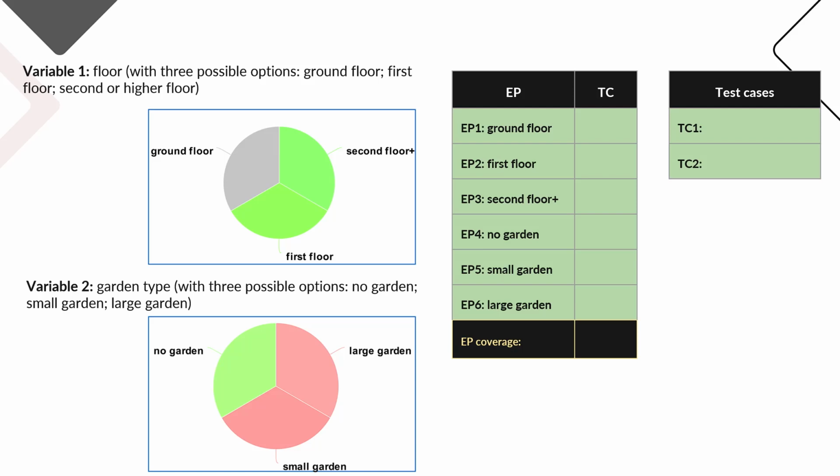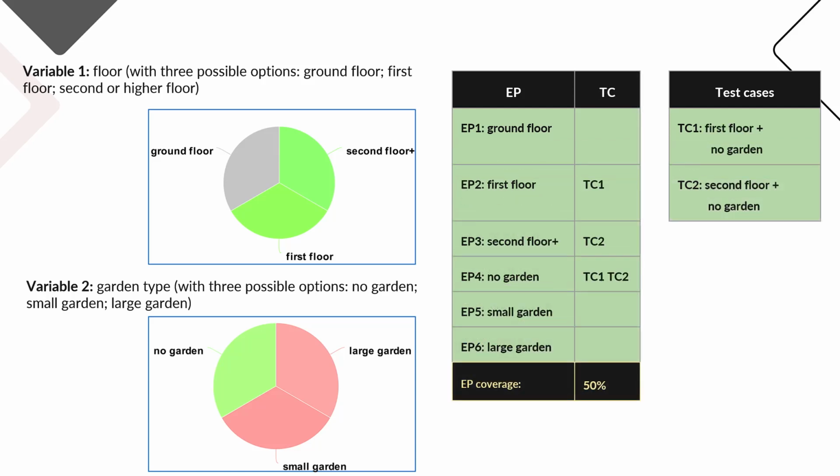Let's start with the first floor and the second floor. They cannot have either a small garden or a large garden. The only option left is the no garden type. Therefore, we write 2 test cases. First floor and no garden. The second floor and no garden. Thus, we have covered 3 equivalence partitions.